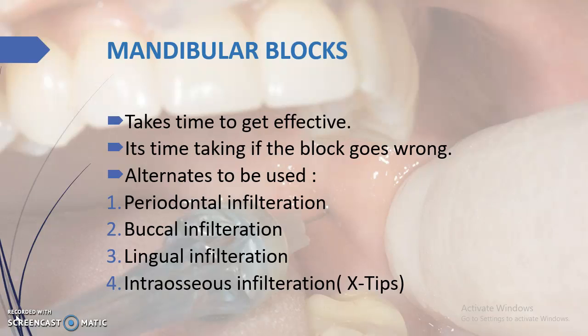It is recommended to deposit at least 0.5 ml of anesthesia on the buccal and lingual side of the inferior alveolar nerve. The use of infiltration anesthesia with 4% articaine in obtaining anesthesia of the mandibular permanent molar is getting common these days due to the successful formulation. Therefore, we have alternatives to mandibular block, like the periodontal infiltration, buccal, lingual, and intraosseous infiltration.